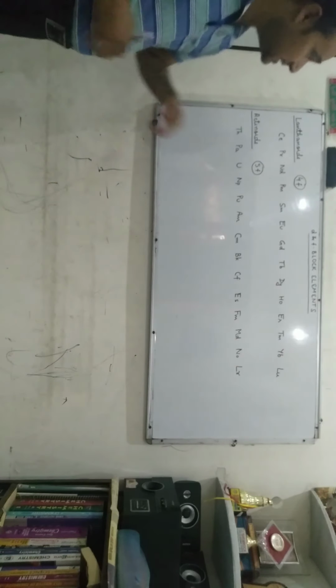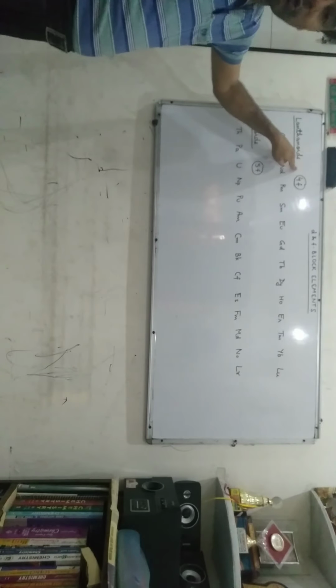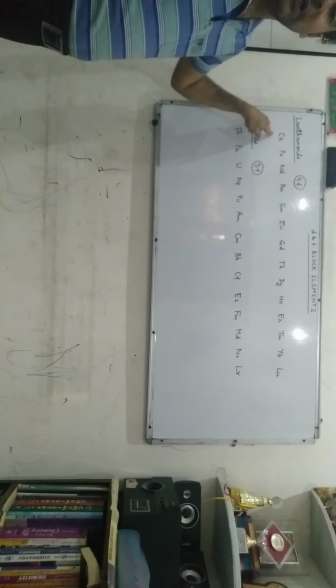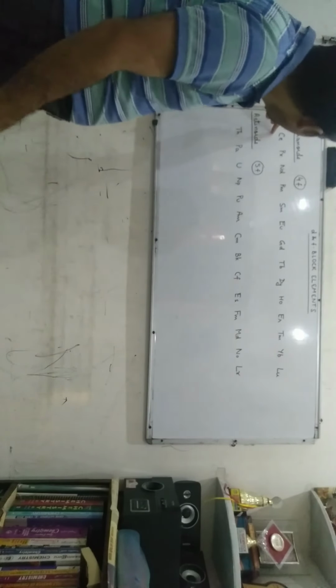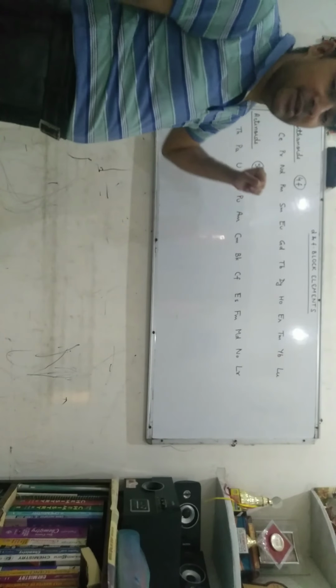Now let us discuss lanthanoids. The lanthanoid series consists of a total of 14 elements. We can learn the names of the elements with the help of a technique.